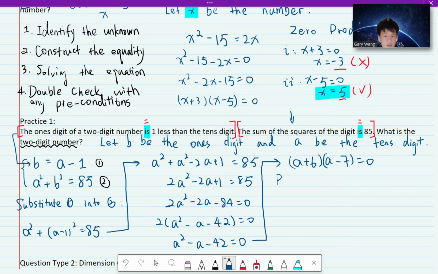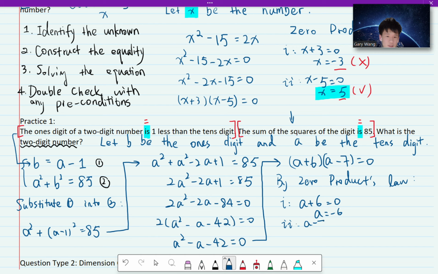And by the zero product law, we can know that we have 2 possibilities. First possibility, a plus 6 equal to 0, a equal to negative 6. And second possibility, a minus 7 equal to 0, a is equal to 7.